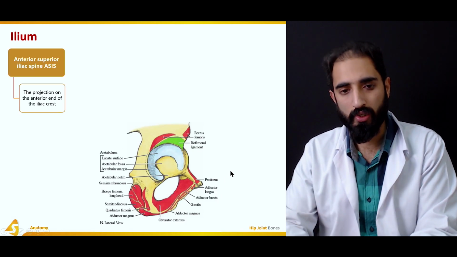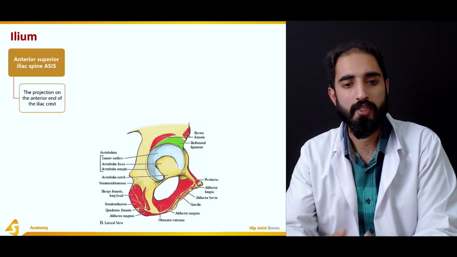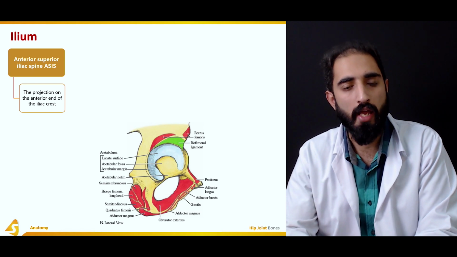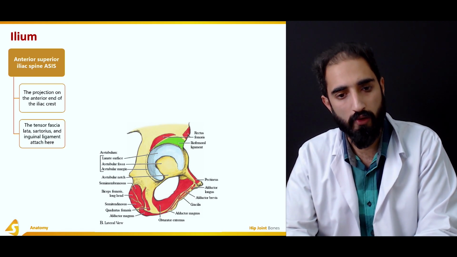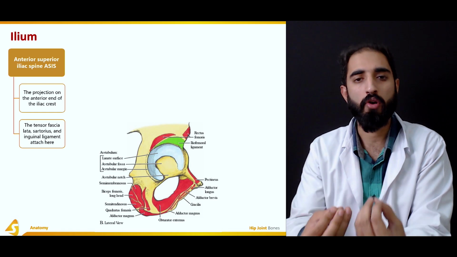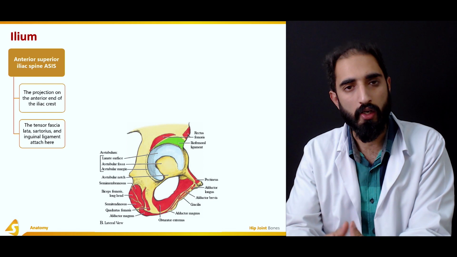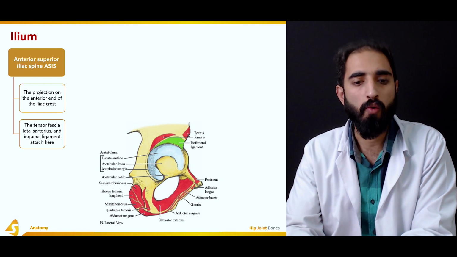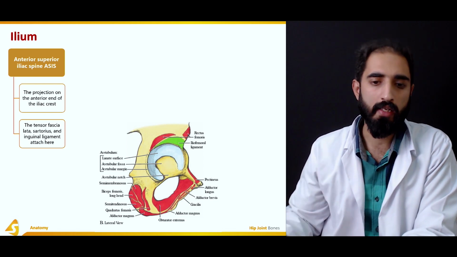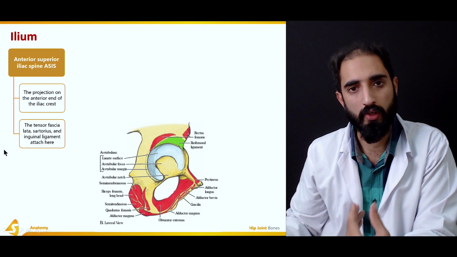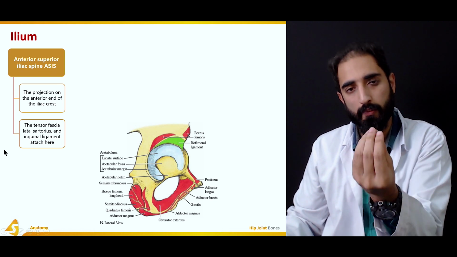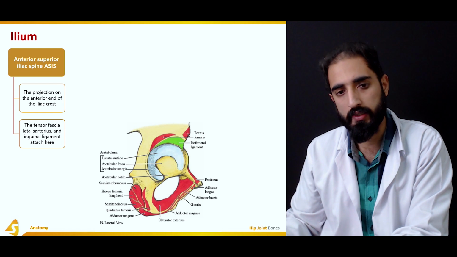Now, as we already mentioned, the anterior superior iliac spine is the projection on the anterior end or the anterior border of the iliac crest, and it is important because muscles including the tensor fascia lata, sartorius, as well as the inguinal ligament, attach on the anterior superior iliac spine, which is the anterior point of termination of the iliac crest.